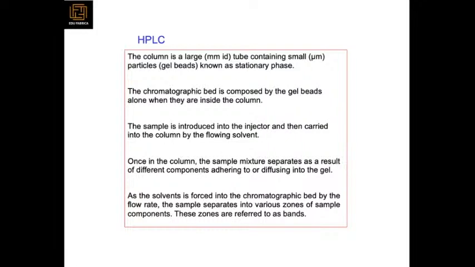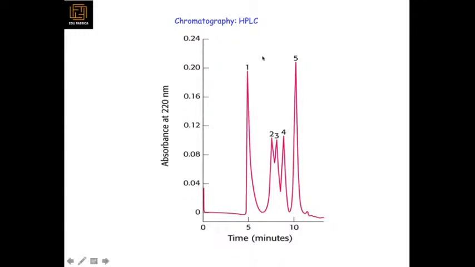Once in the column, the sample mixture components diffuse into the gel. The components are separated along the chromatographic bed by the flow rate into different zones, and these components are referred to as bands. Here you can see different bands 1, 2, 3, 4, 5 from your different solutions. If you have a mixture of 2 or 3 solutions, each solution will be seen as a peak with a different absorbance over a time of 10 minutes.